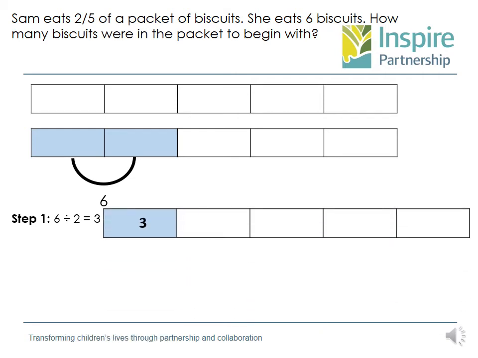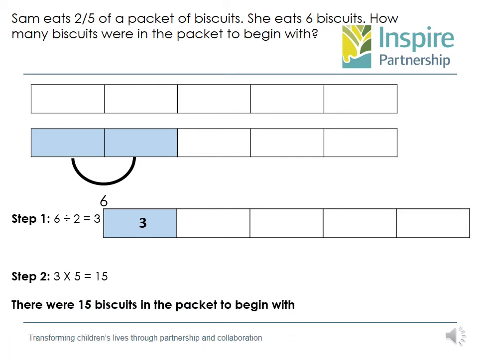So now I know that 1/5 is 3. The next step is 3 multiplied by 5, which is equal to 15, because there's 5 parts and each part is worth 3, which is why we are multiplying 3 by 5. So there were 15 biscuits in the packet to begin with. When we're answering these sort of questions, we just need to make sure that we're doing it step by step.